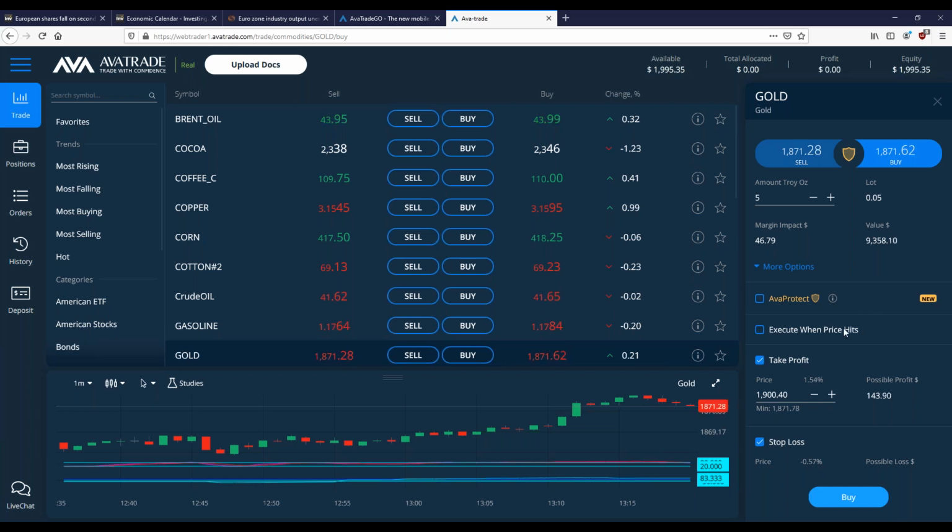Each has its added value, the platform types that you can trade on, and you're still trading on the same account. So I could open a trade here and it would show up on my MT4. Okay, so Mubarak, let's take a look, as you're suggesting, at AvaProtect.